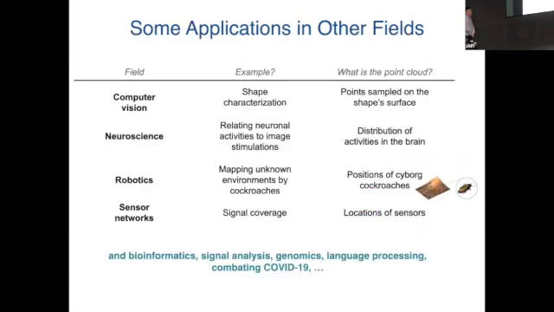Now, TDA is widely used in other fields. For instance, it is used in imaging, neuroscience, robotics, and sensor networks. For instance, it was used in computer vision to characterize the shape of an object. Here the data would be a point cloud made up of points sampled on the surface of an object, and you would like to see what object that is. By sampling points on the surface of the object, you can study the characteristic shapes of the object.